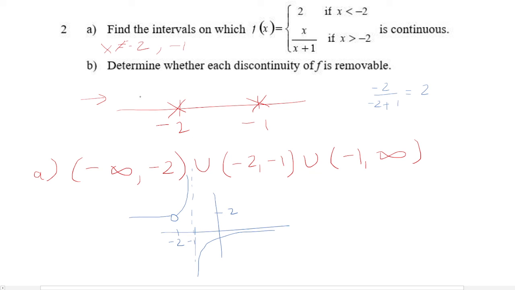But we're interested only at x equals -2. And if we were to fill this in, we would see that the function will be continuous at x equals -2. So we call this type of discontinuity a removable discontinuity. Okay, so x equals -2 is removable, and x equals -1 is not removable. And that's our answer to part B.